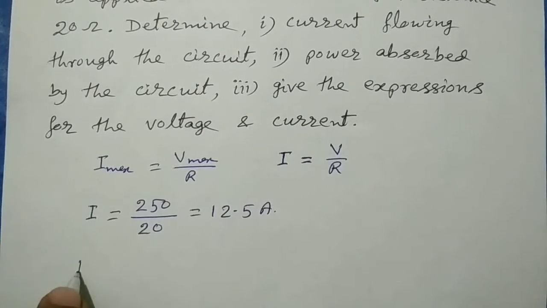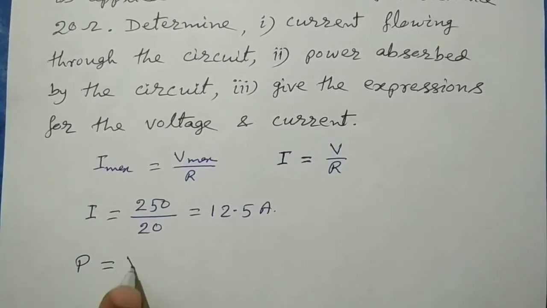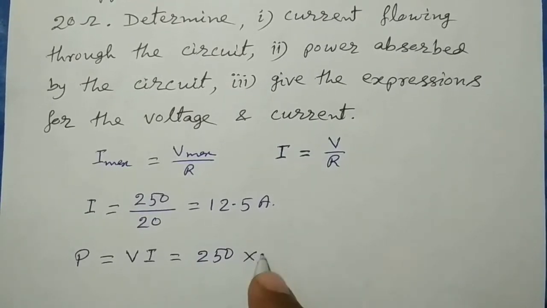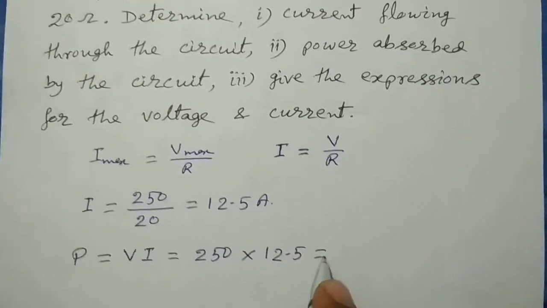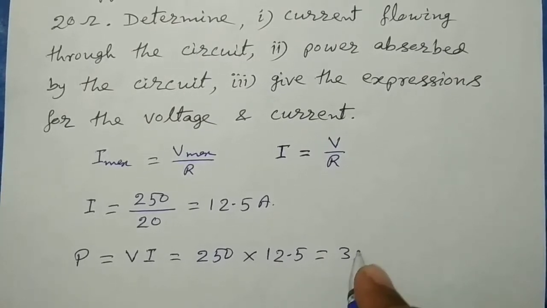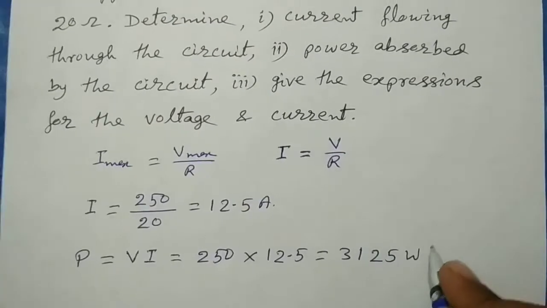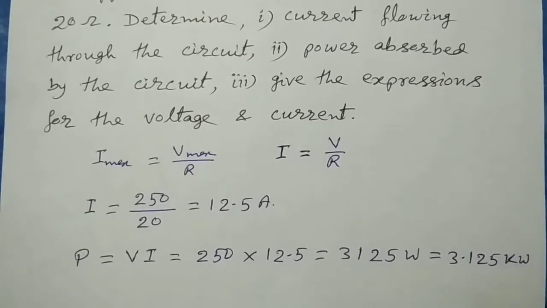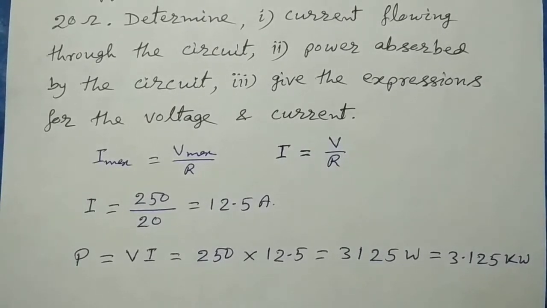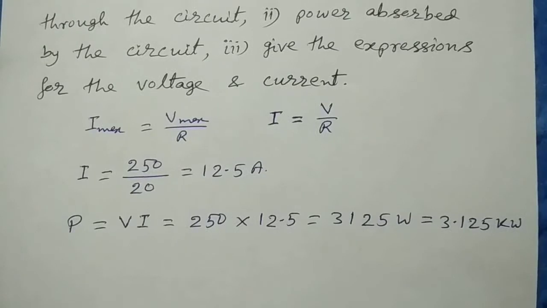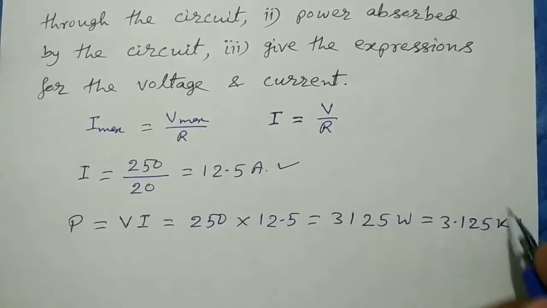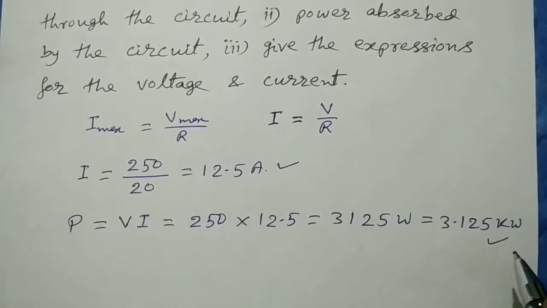Now the power. The power is the product of voltage and current. Here the voltage is given as 250 and current we have calculated, that is 12.5. So finally we'll get 3125 watt, or we can write 3.125 kilowatt. So this is the first part, the current flowing through the circuit, and this is the second part, that is the power absorbed by the circuit.